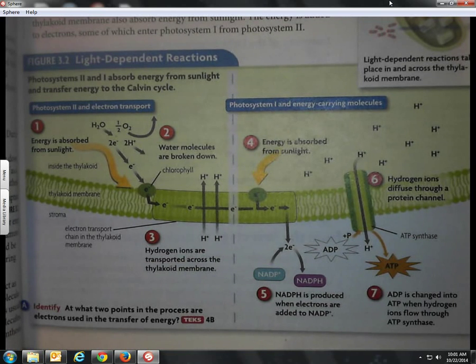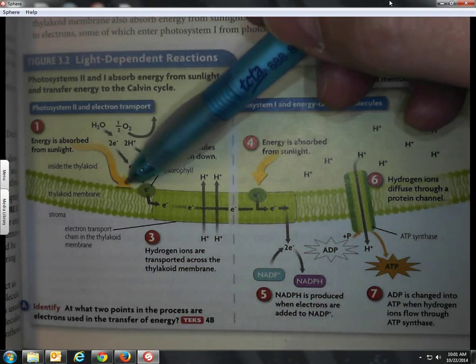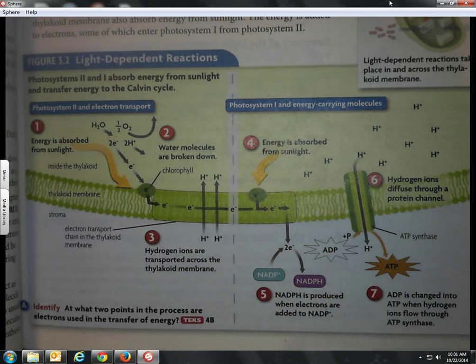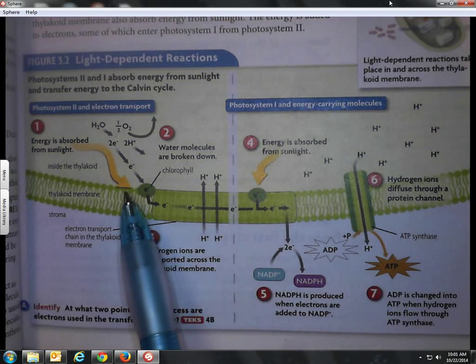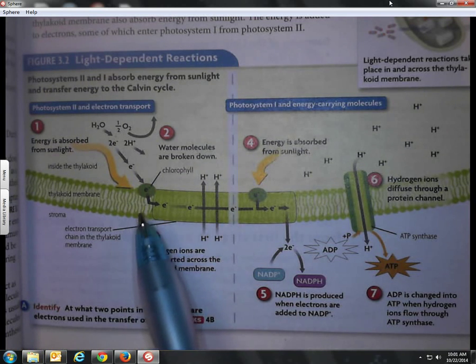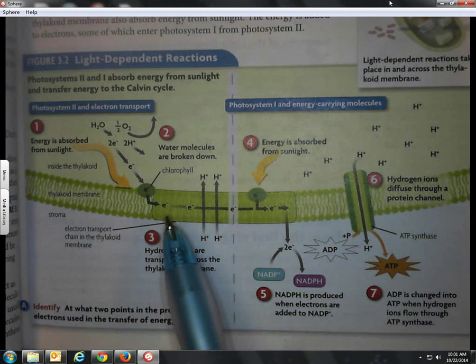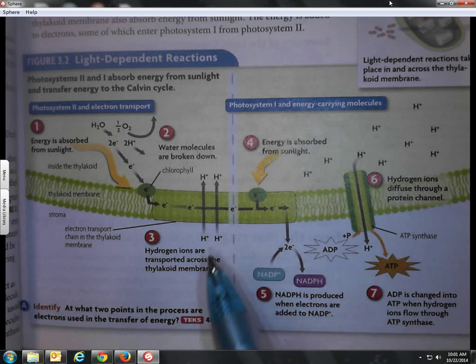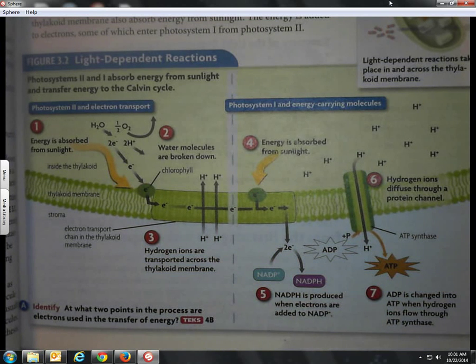But what's happening is light is being absorbed by the chlorophyll found in the thylakoid. Alright, the chlorophyll is going to store that light energy in electrons. Those electrons are going to pass through the electron transport chain found in the thylakoid membrane. As it does this, it's going to move through structures called photosystems. There are two of them. There's a photosystem 2 and there's a photosystem 1.